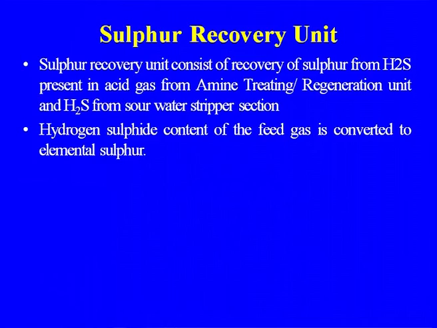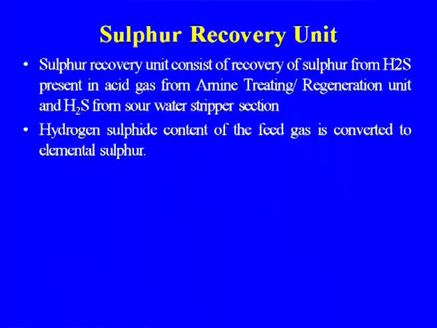One, all the gases going to the amine absorption, and after the amine absorption, after regeneration of the amine, the gas stream that is going for treatment. And the other source of sour gas H2S may be from the water stripper section, from the sour water. The hydrogen sulfide content of the feed gas is converted to elemental sulfur, because this is how we can get rid of the sulfur compound.